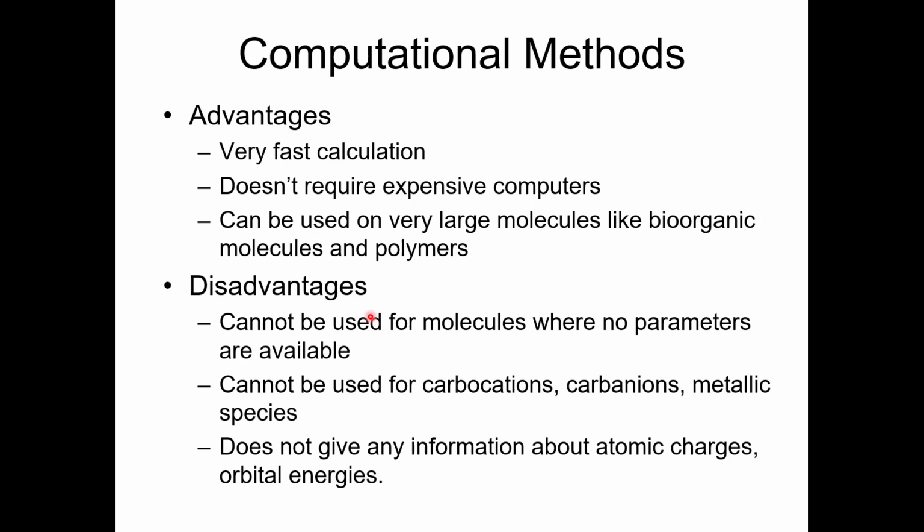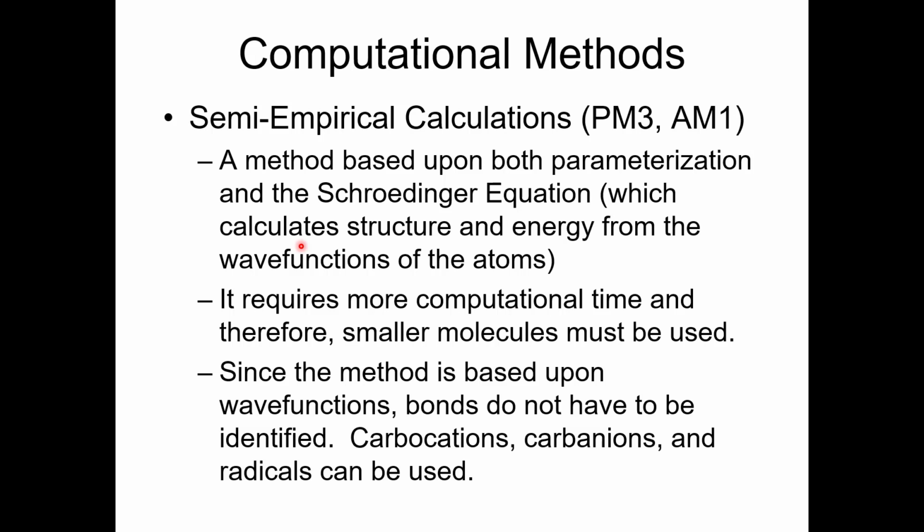The problem is you can't use them for molecules where there are no parameters, including carbocations, carbanions, metallic species, and molecules that just haven't been synthesized, because this is all parameter-based on experimental results. It also doesn't give you any information about orbitals or atomic charges, and so I still use this basically to screen conformations.